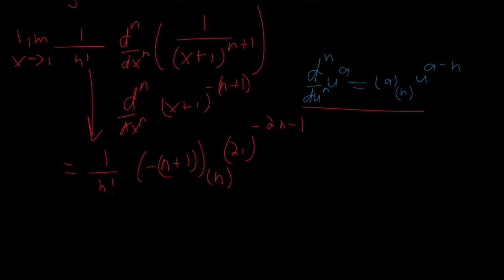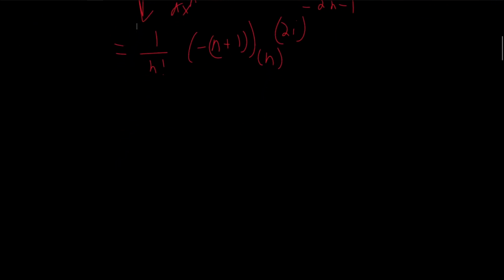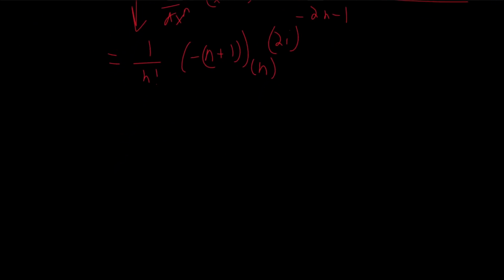So it looks like we are almost done, because we've essentially eliminated the derivative, but there are a few tricky things left, and I'm going to clean those up now. First off, I'm going to evaluate this 2i to the negative 2n minus 1 term. And to do that, I'm going to expand it out.